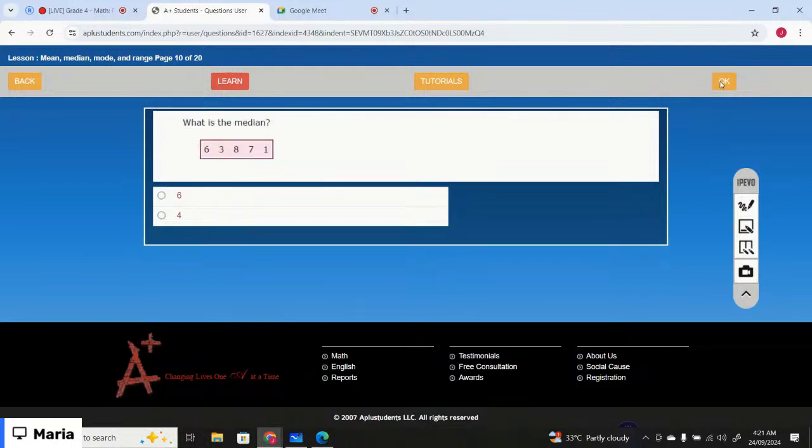What is the median? Which is the correct option? Median you need to find, right? Median is the middle number that divides the data into two equal groups. You need to arrange them from least to greatest. So that is 6. 6 is the correct option.